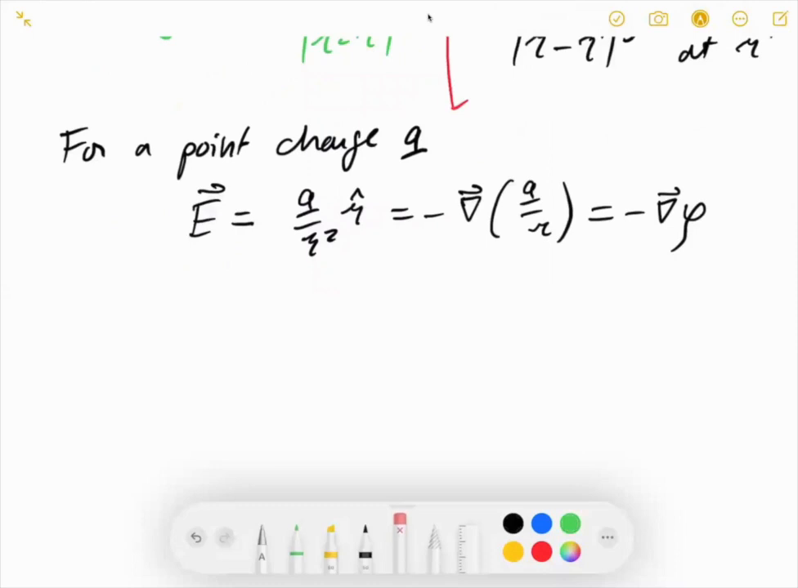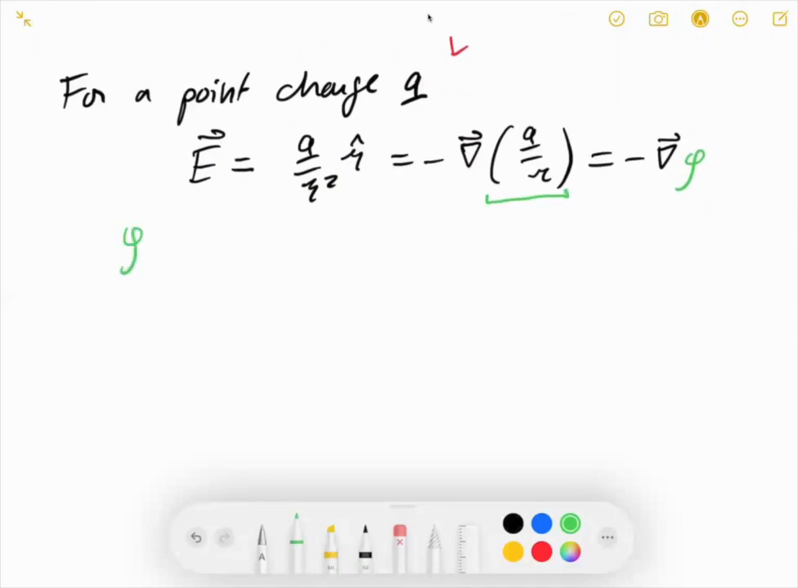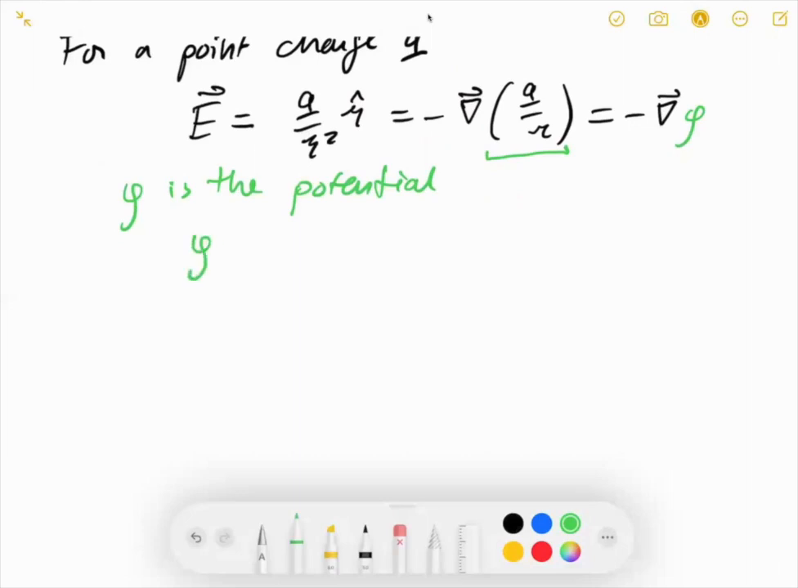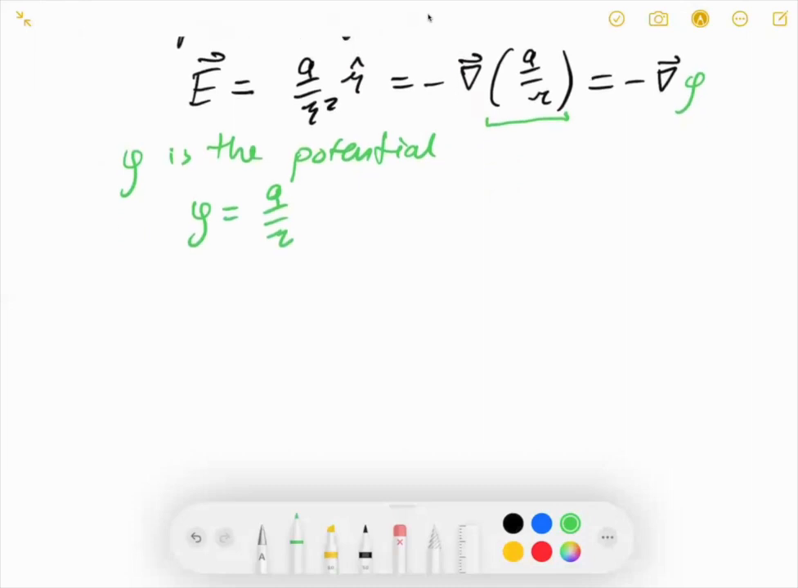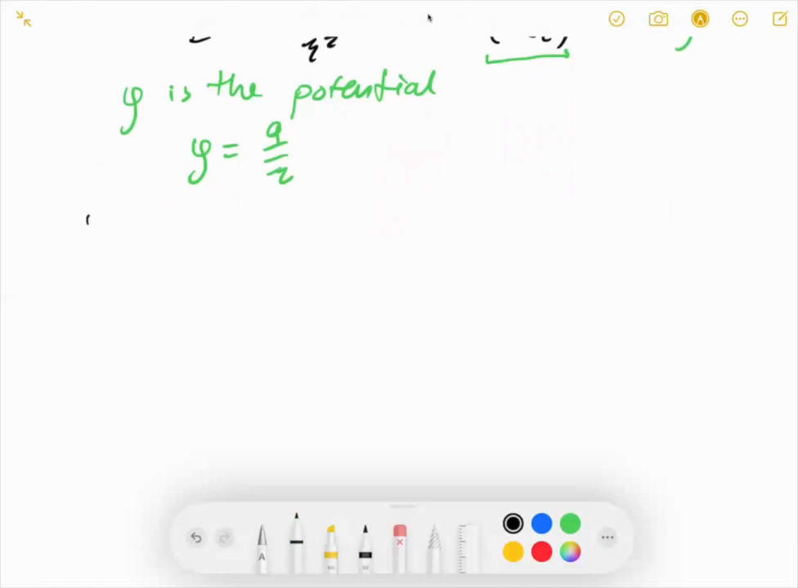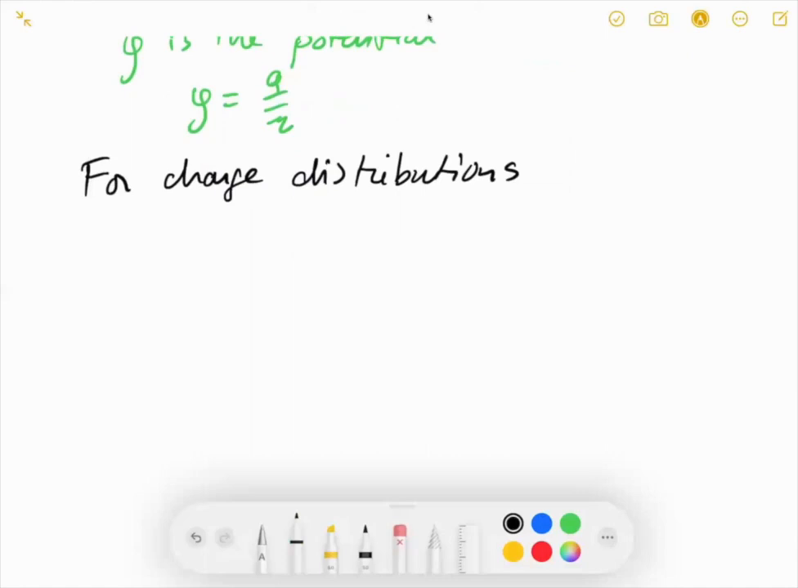where phi is the potential. And it's the potential of a point charge. So phi is just some Q over R. And now for charge distributions, there are again the same equations.